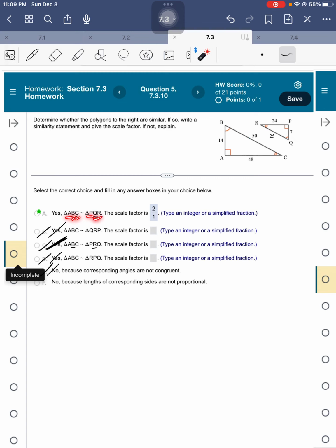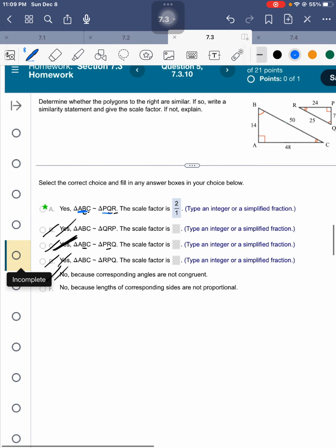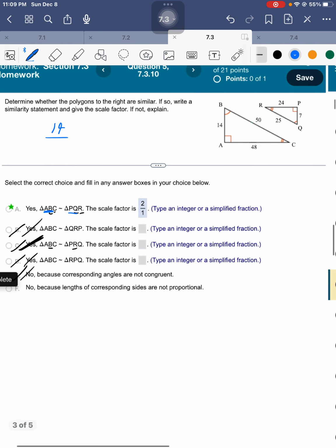So now we've already shown that the corresponding angles are congruent. Now we have to check if the corresponding side lengths are proportional, not congruent, proportional. So the first one we want to do is AB to PQ. AB is 14, and PQ is 7. That should be equal to BC to QR. BC is 50. QR is 25.